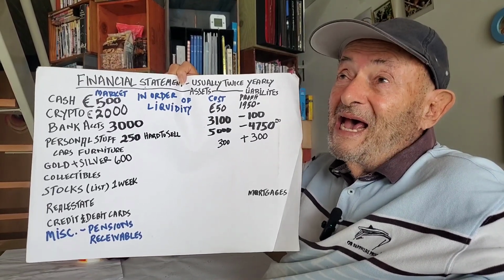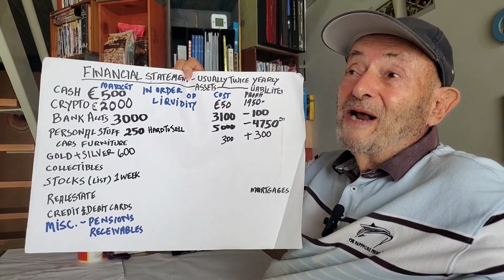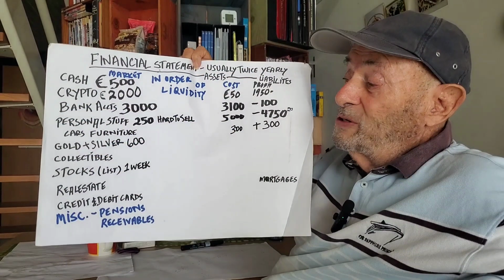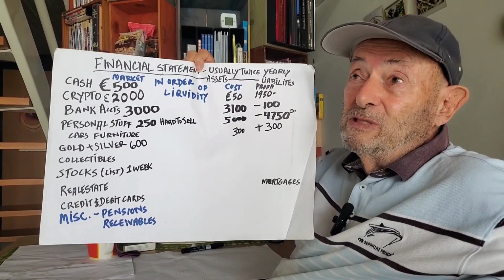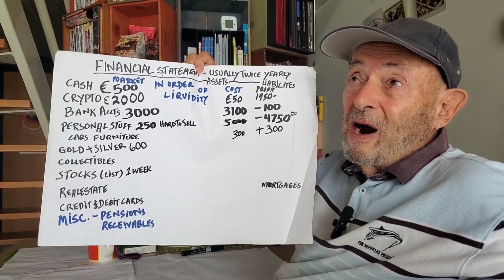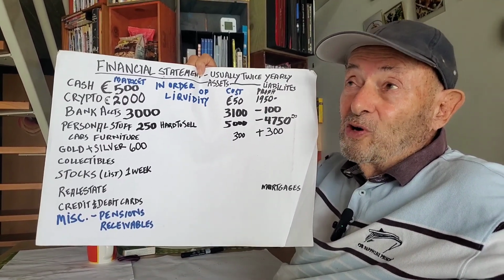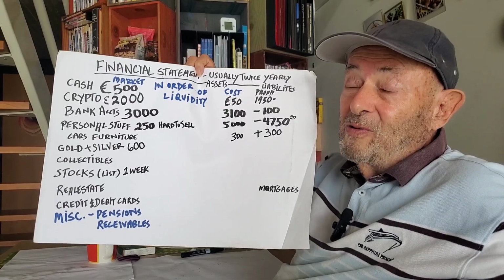So collectibles are very variable, you might say. Guess what has gone up lately? A Fender guitar. You used to be able to pick up a Fender guitar for a couple of $100. I've seen them go for 2,000 or 3,000. So who knows what your collectibles are worth, but you can figure out what they are and put the figure in for your cost and the market value.